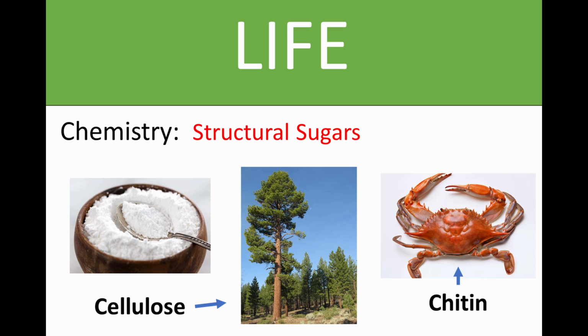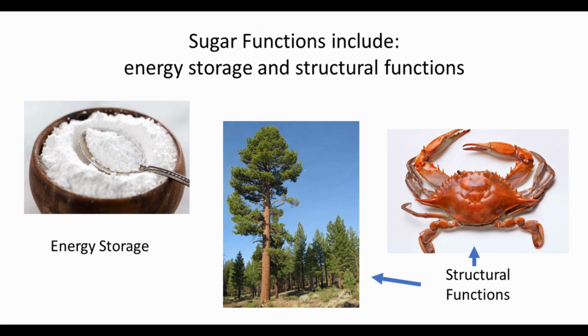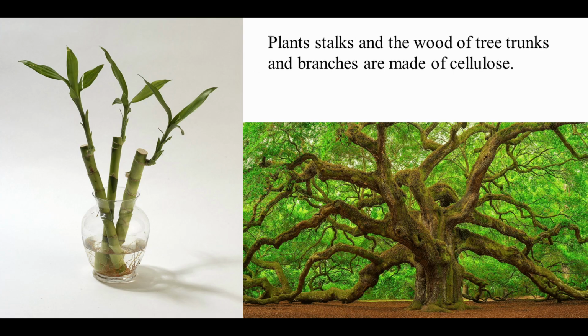In this video, I will discuss the structural functions of carbohydrates and sugar. Beyond its energy storage and energy-releasing functions, sugar also has important structural functions. In plants, cellulose is the complex sugar that plants use to build their cell walls that give them rigidity. Plants, stalks, and the wood of tree trunks and branches are made of cellulose.